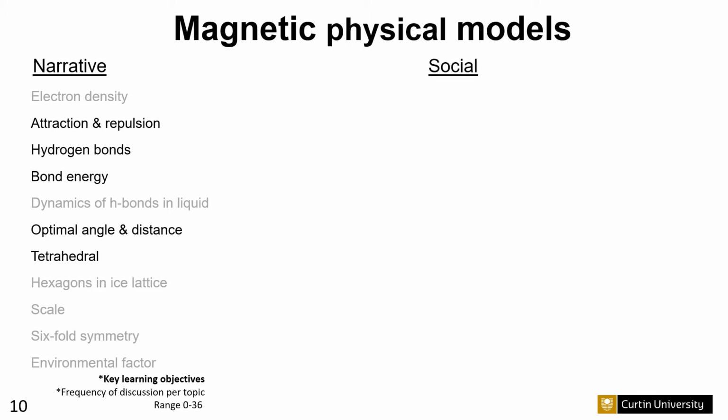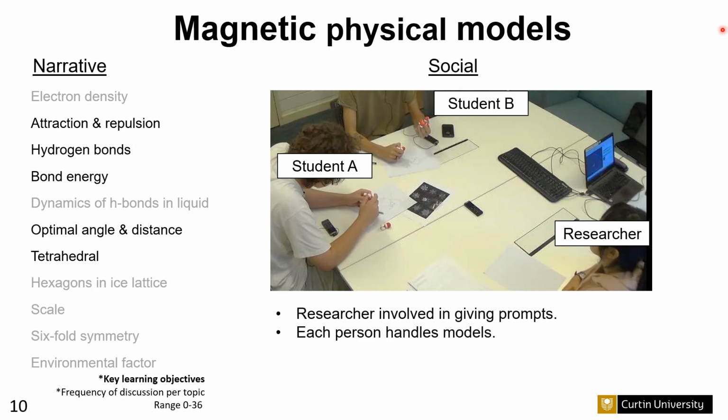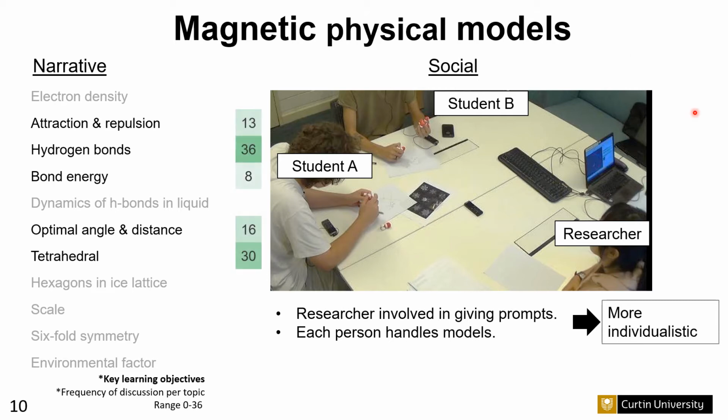How about the social immersion? So this activity is mediated by a researcher who gave prompts. Each student handles their own model. The overall interactions are more individualistic. So the results show with this level of sensory, actional, and social immersion, students are able to discuss the key learning objective pretty well. As I mentioned, the overall interaction is more individualistic.